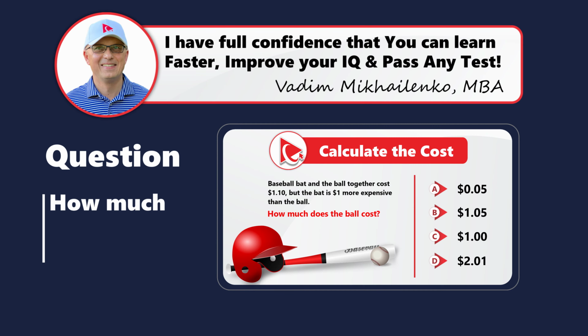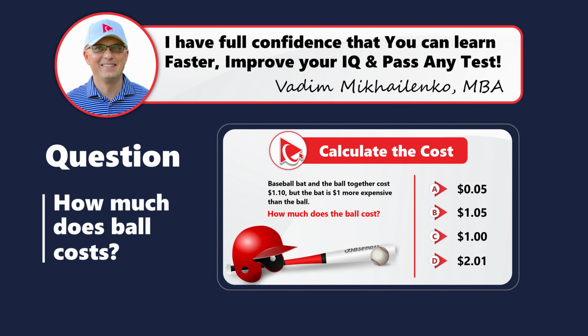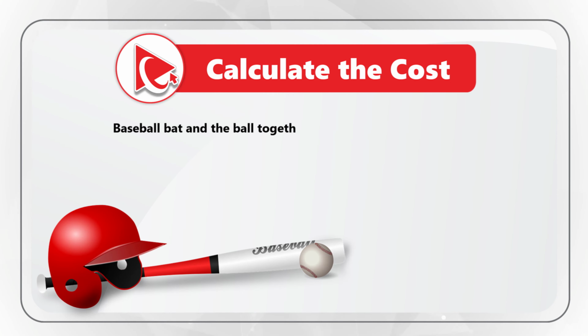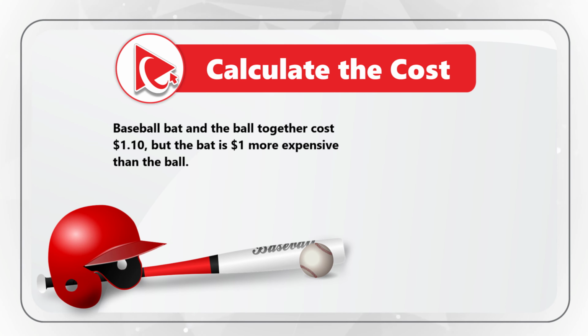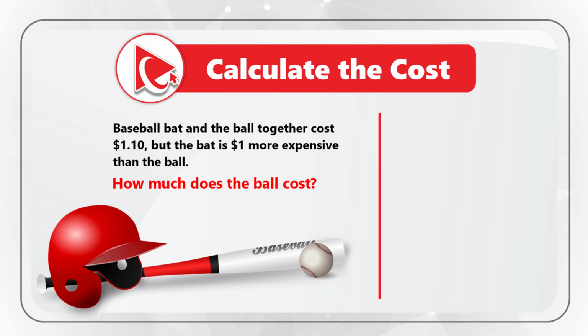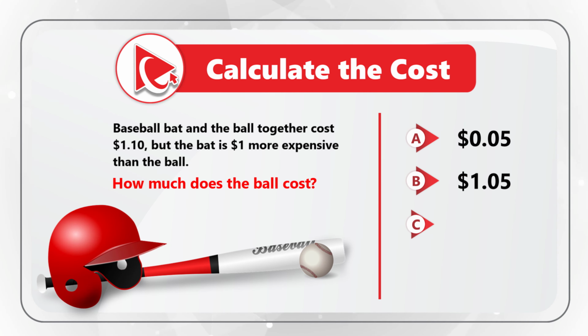This is one of my favorite questions because it tests a variety of different skills on the test. A baseball bat and the ball together cost $1.10. But the bat is $1 more expensive than the ball. How much does the ball cost? You need to select one out of 4 possible choices. Choice A, 5 cents. Choice B, $1.05. Choice C, $1. And last but not least, choice D, $2.01.